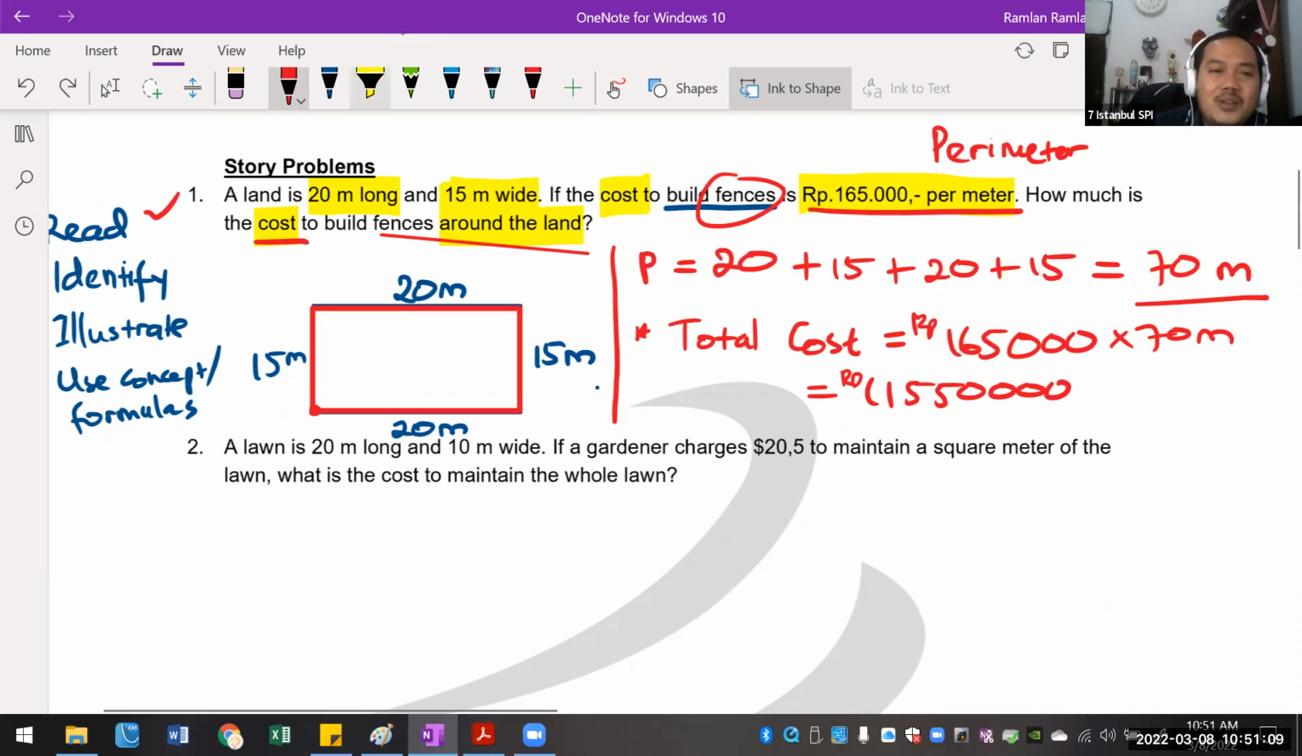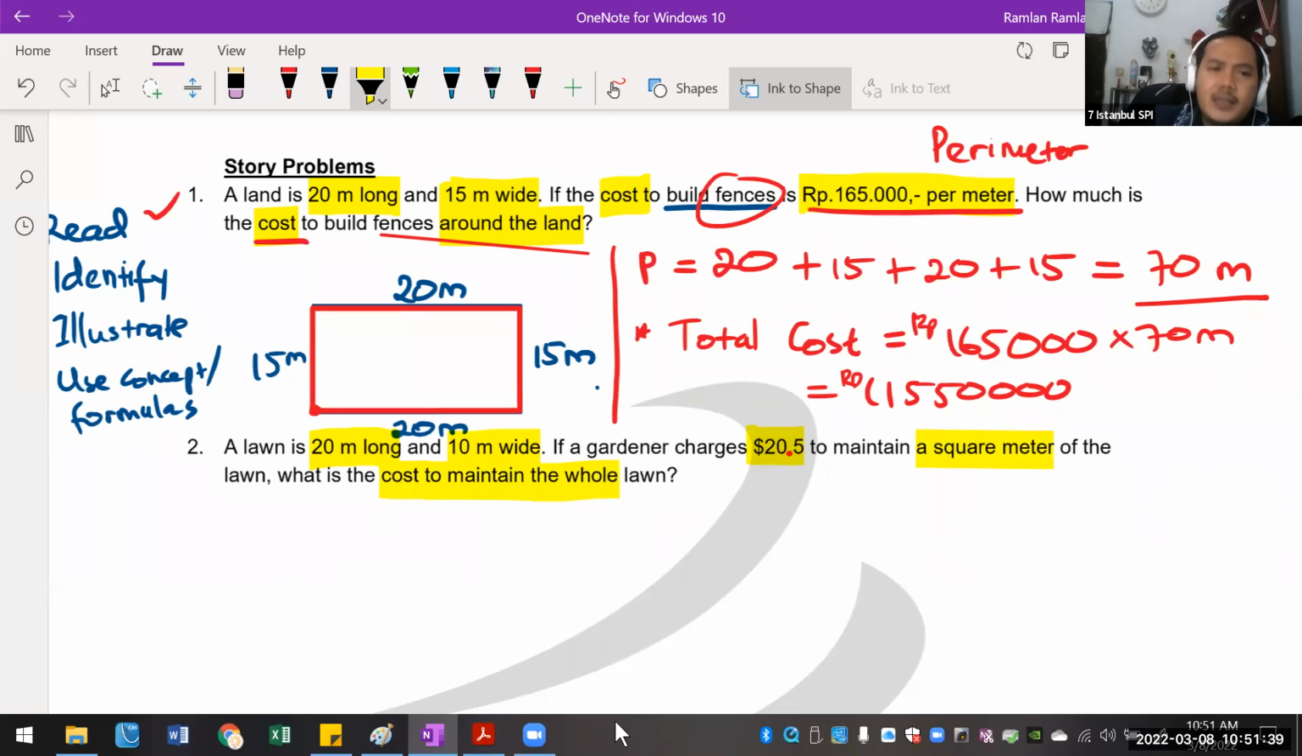Okay, so I'm going to highlight that again. 20 meter long, 10 meter wide. Those two are important information. If a gardener charges $20.5 to maintain a square meter of the lawn, what is the cost to maintain the whole lawn?